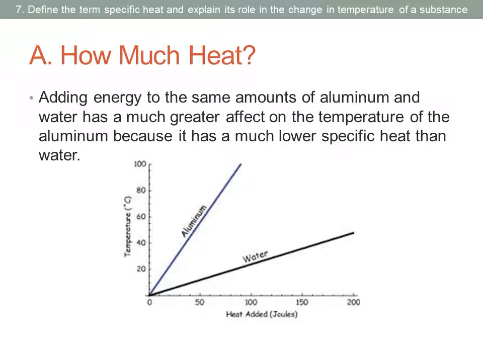Here is a graph that demonstrates the idea of specific heat. What is being graphed here is the temperature of two substances, in this case aluminum and water, versus the amount of heat that is added. And we can see as we add energy to the substances, the temperature of the aluminum changes much more quickly than the temperature of the water. And this is because aluminum has a much lower specific heat than water. In fact, if we were to measure the slopes of these two lines, we would be able to determine how many times greater water's specific heat is than aluminum if we just compared the slopes here.